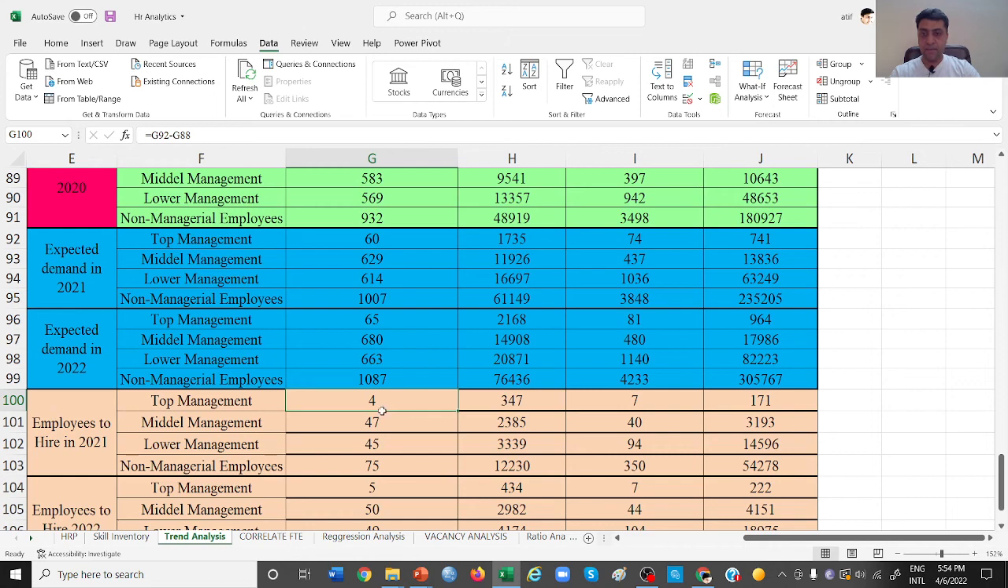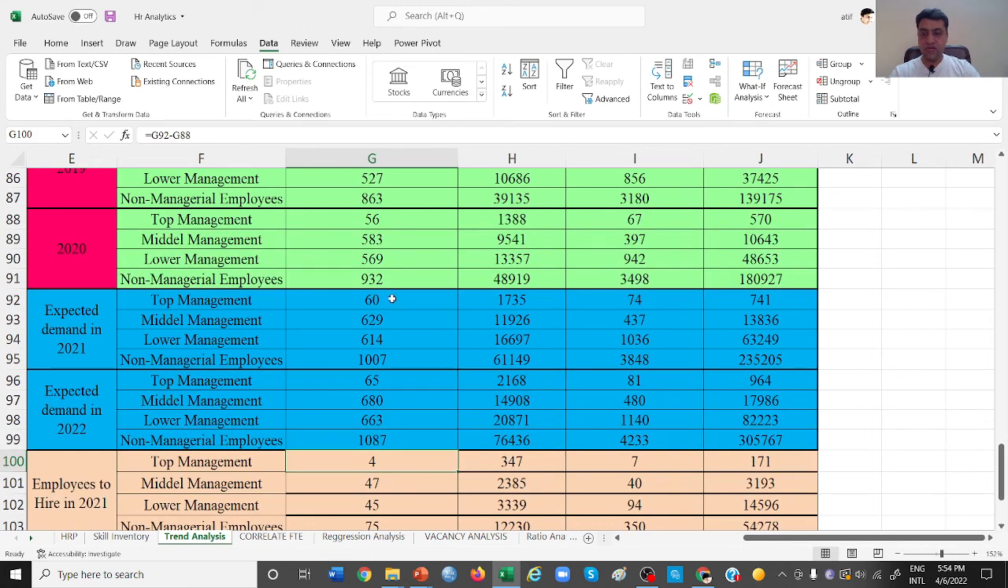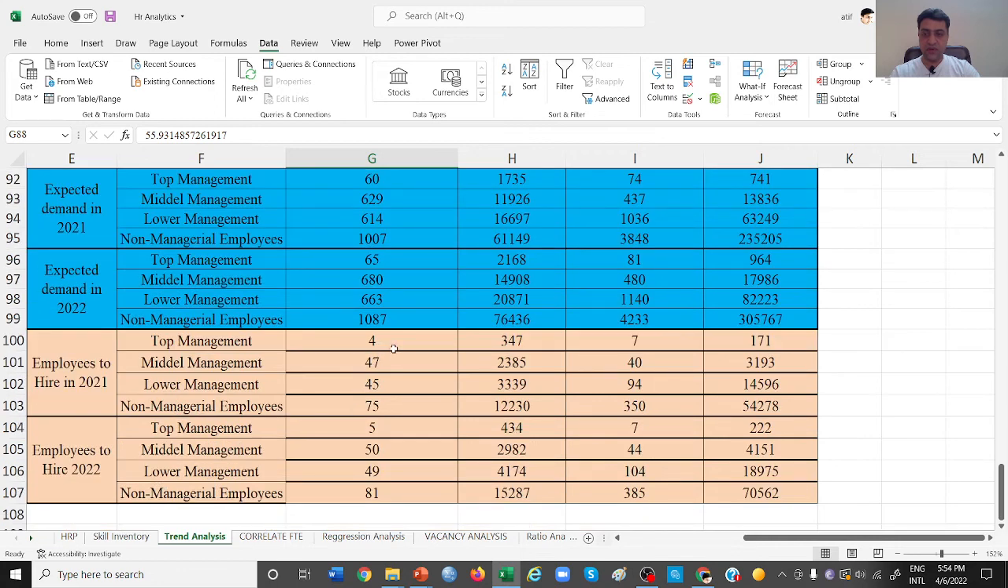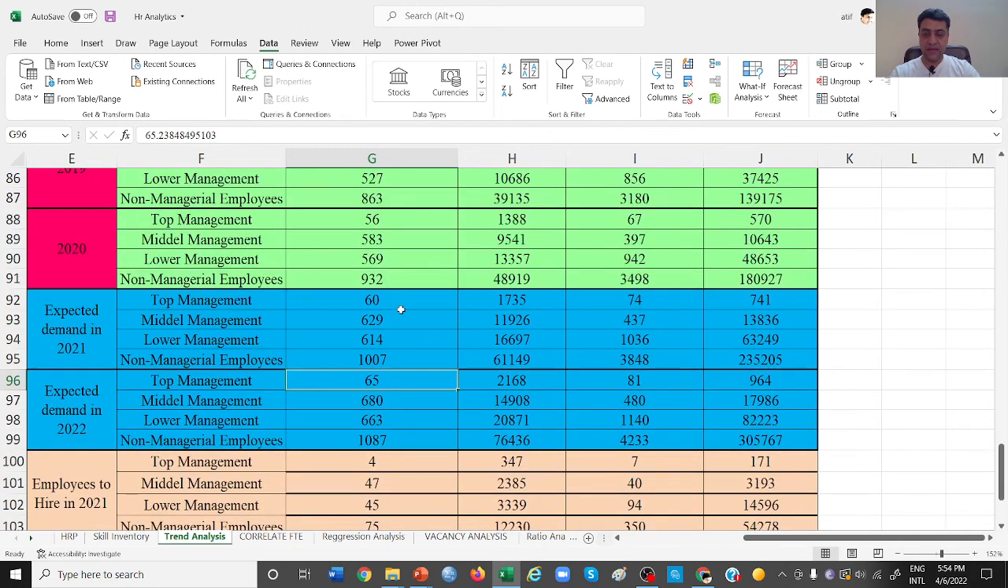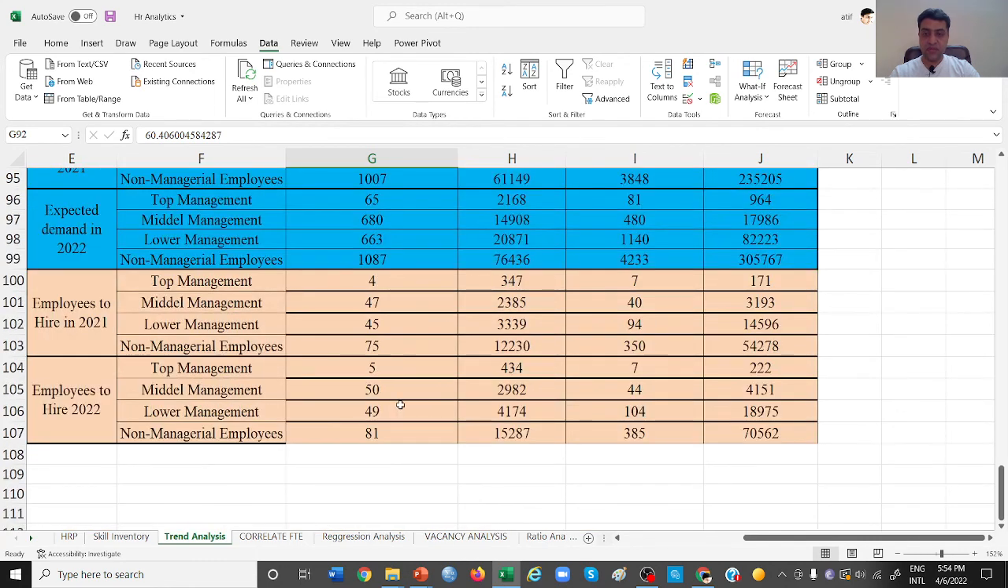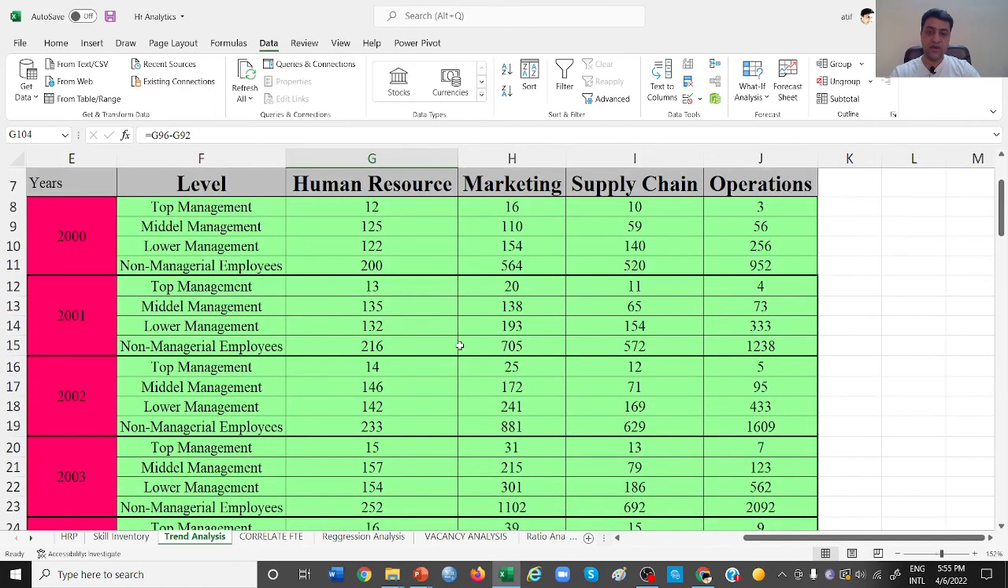How did we do it? Let's look at this data. In 2021, we will be needing 60 employees. Here, in 2020, we have 56 employees. So the difference is 4 people. So in 2021, you will be hiring these 4 people. The same way, the difference between 65 and 60 will be 5. So that means you will be needing 5 people to be hired in 2022. So this is how you do your trend analysis.